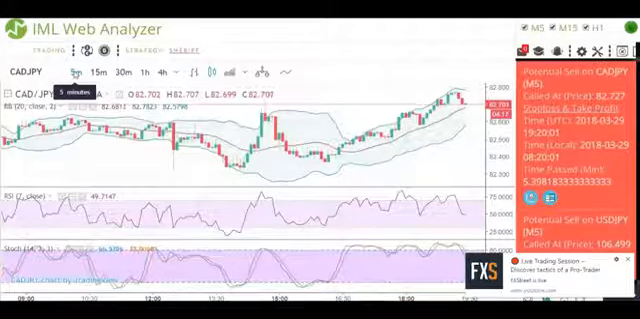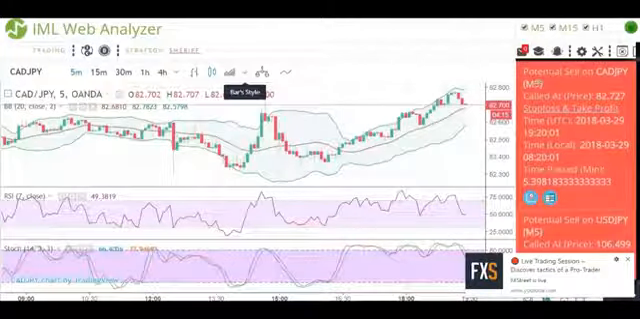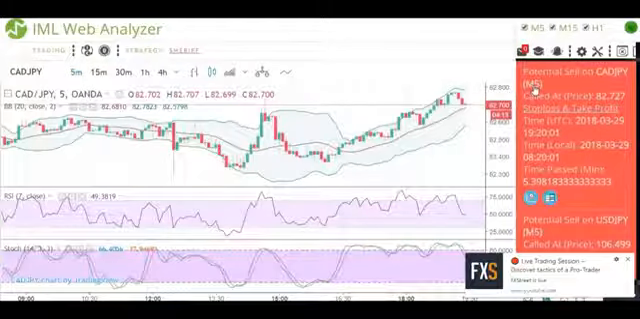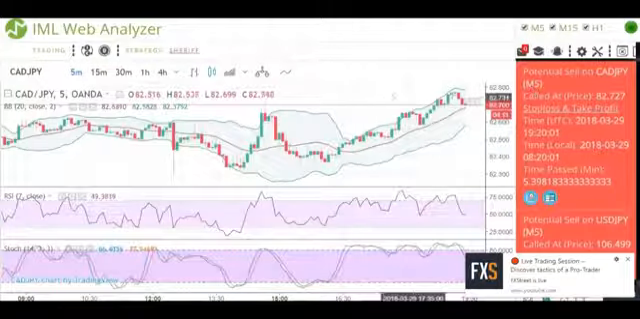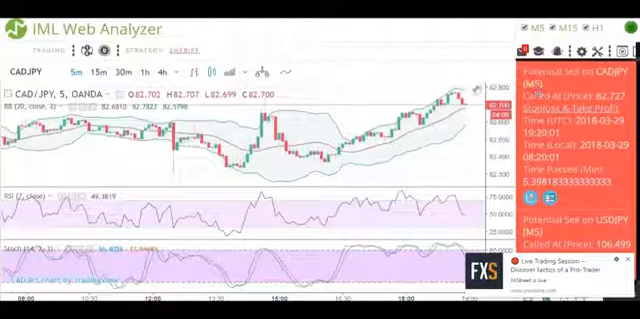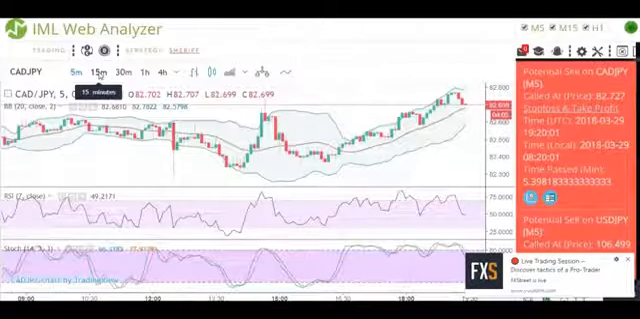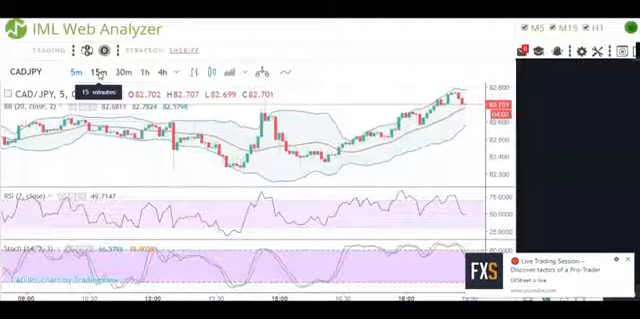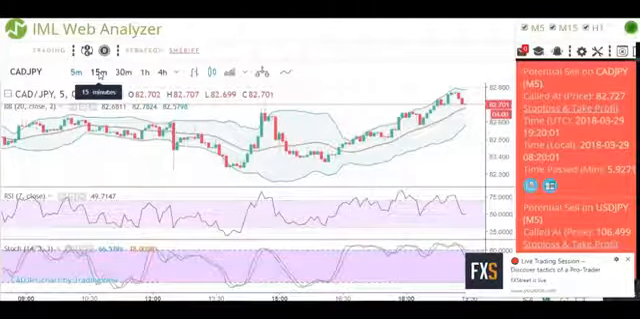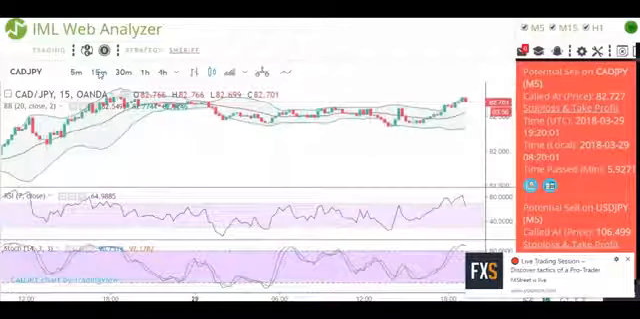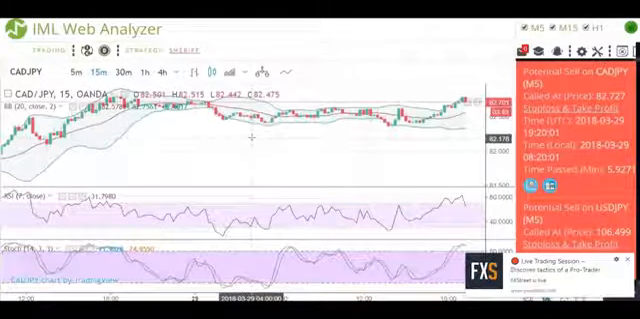Look up here, this is the 5 minutes. The signal came at the M5, and because it came at the M5, I want to use the 15 minutes just to follow the strategy. If you follow the strategy, it will work for you. Now I click on the M15, the 15-minute chart. Now, let's look at how we use this trade.